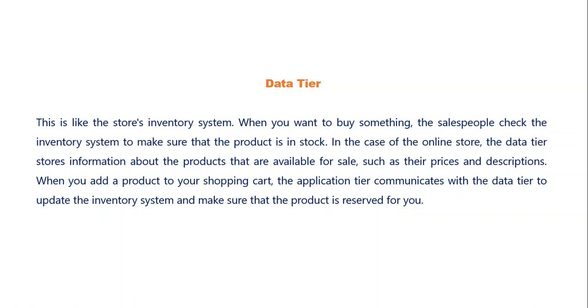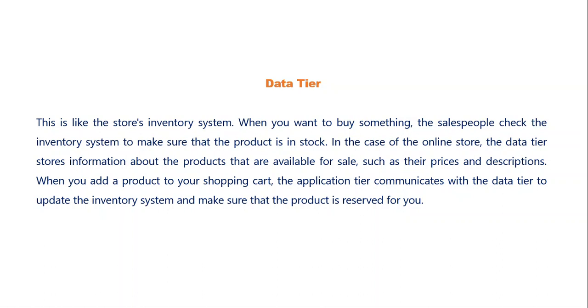Okay, so immediately you add a product to your shopping cart, the application tier communicates with the data tier to update the inventory system and make sure that the product is reserved for you. So there must be communication between the application tier and the database tier to update the customer's information. This is the best way I can explain what the web tier, the application tier, and the data tier are to you.